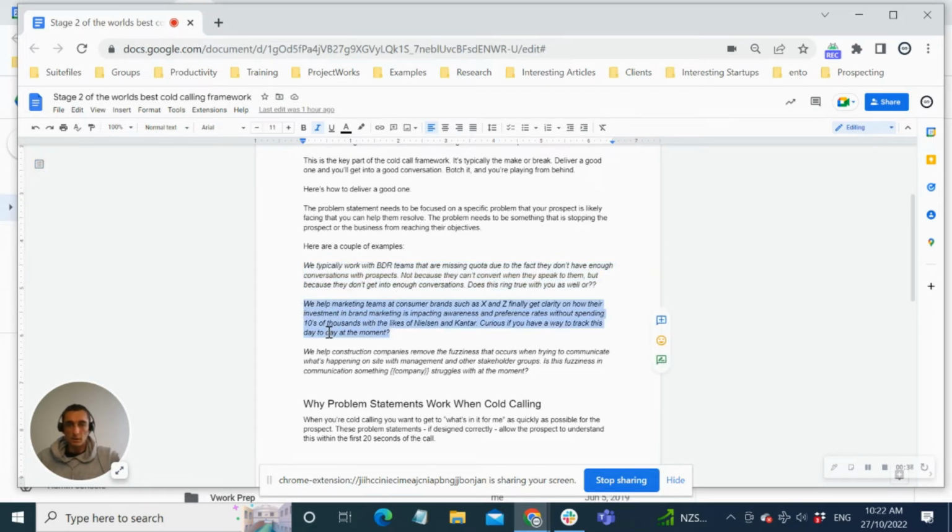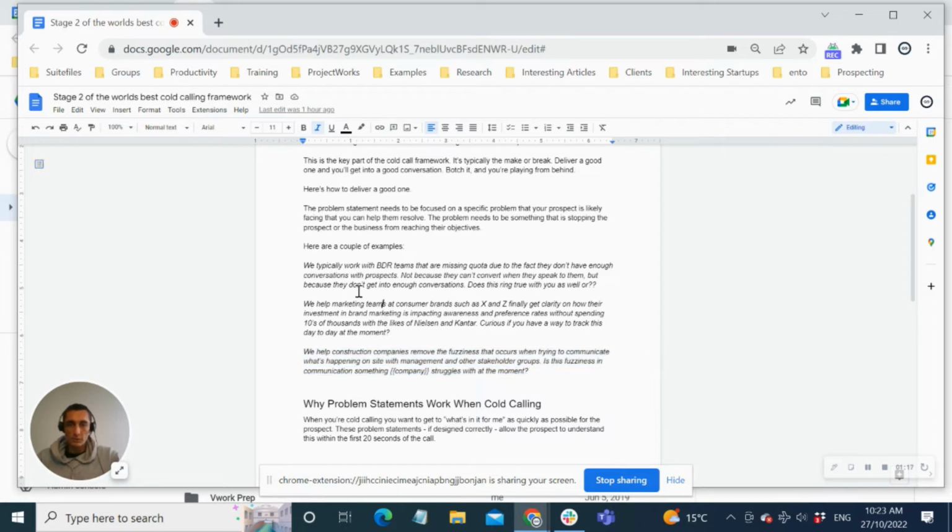Second example, we help marketing teams at consumer brands such as X and Z finally get clarity on how their investment in brand marketing is impacting awareness and preference rates without spending tens of thousands of dollars with the likes of Nielsen and Kantar. Curious if you have a way to track this day to day at the moment. And then a third example, right? We help construction companies remove the fuzziness that occurs when trying to communicate what's happening on site with management and other stakeholder groups. Is this fuzziness in communication something that ABC company struggles with at the moment?